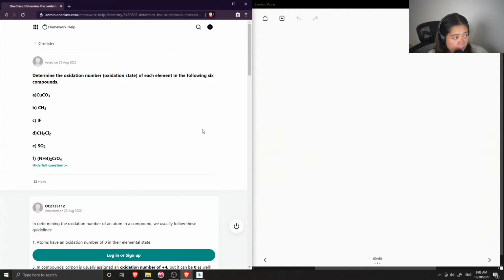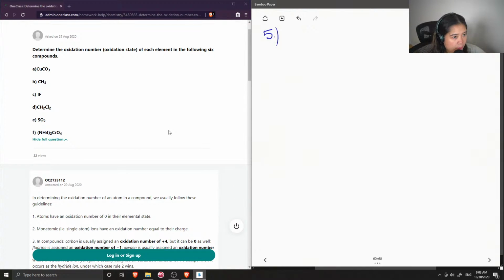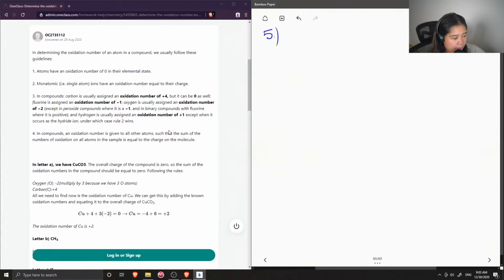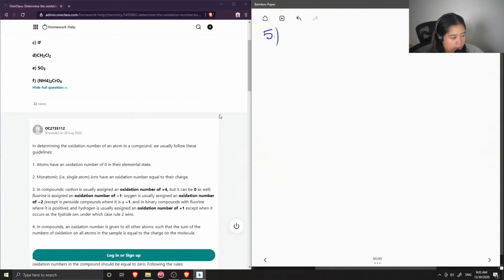Okay, so question 5 is to determine the oxidation number and oxidation state, which is the same thing, of each element in the following 6 compounds. And then they give 6 different compounds. So first I'm just going to scroll down a bit and look at the rules that the junior tutor has written down. So when we determine the oxidation number of an atom in a compound, we usually follow these guidelines.